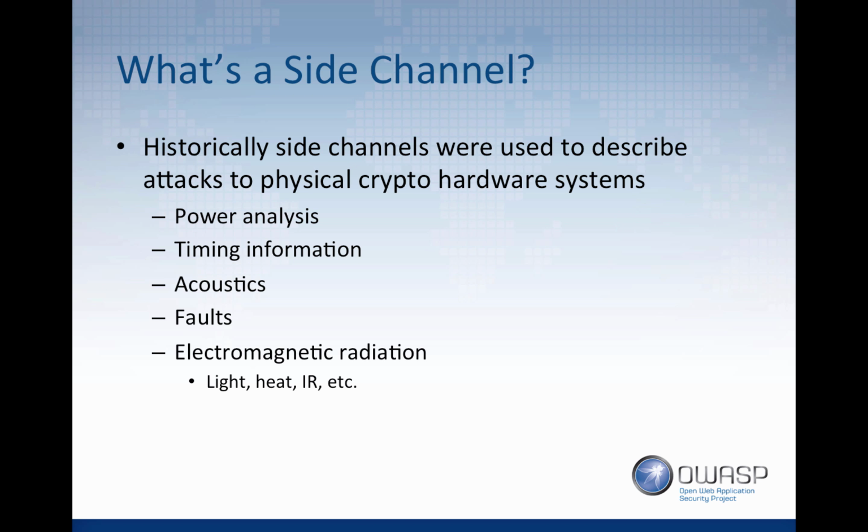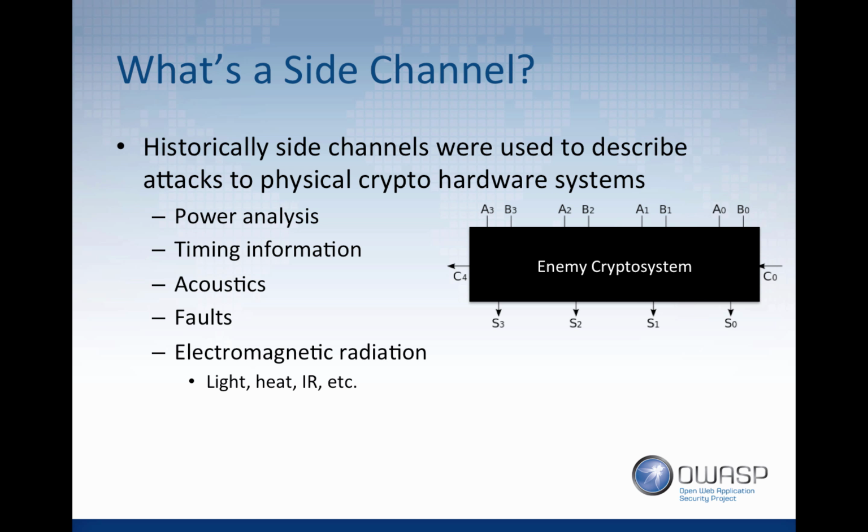So anyway, what's a side channel? Historically, side channels were used to describe attacks on physical crypto hardware systems. So doing things like power analysis or looking at timing information, looking at whether the system gives off some sort of acoustics, some sort of clicking. Faults, usually hardware faults, but also electromagnetic radiation. If the circuit heats up during operations or gives off some light or infrared radiation, all those things we can use to start piecing together what the system we're trying to reverse engineer is doing.